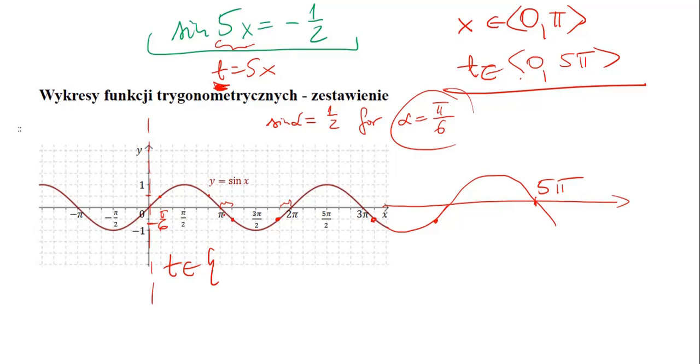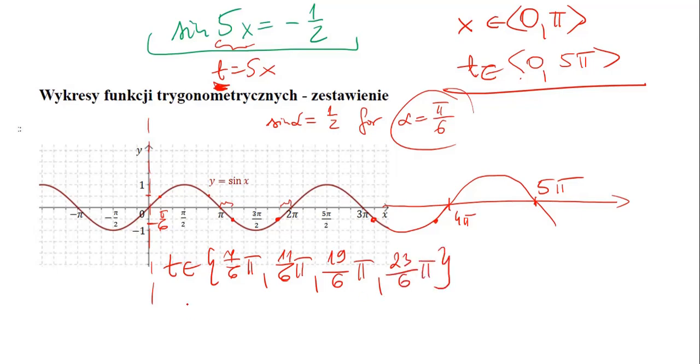So pi plus pi over 6 is going to be 7 over 6 pi. Then we have 2 pi minus pi over 6, which is 12 minus 1, so 11 over 6 pi. Then we have 3 pi plus pi over 6, so it's 19 over 6 pi. And here we would have 4 pi minus pi over 6, so 24 minus 1 is 23 over 6 pi. So this is t, and now because we want to have x, we have to look what we have to do.